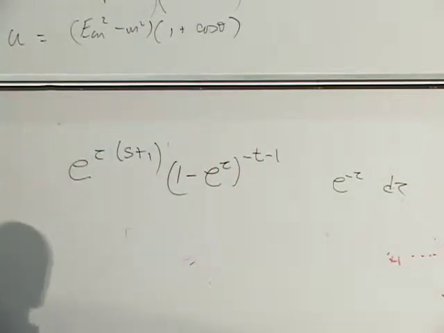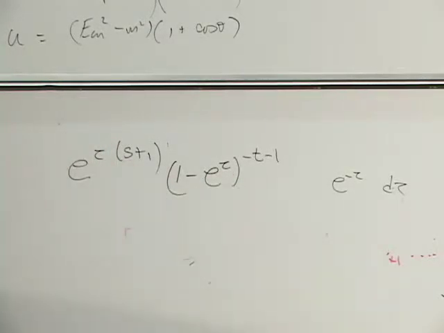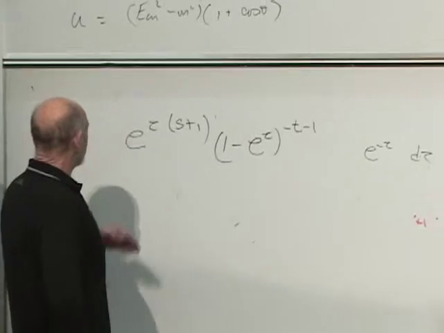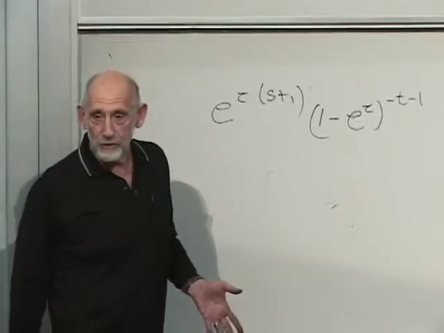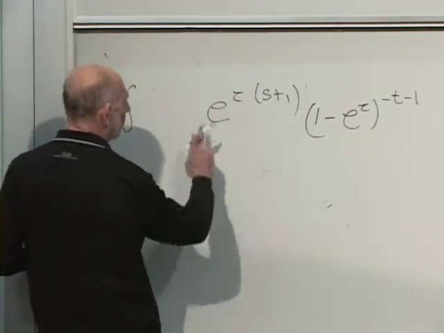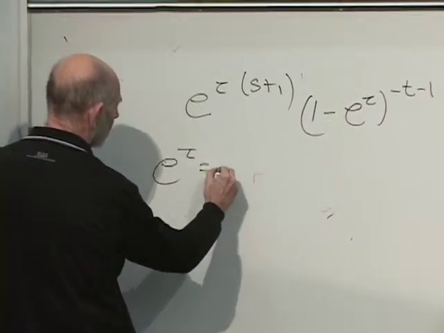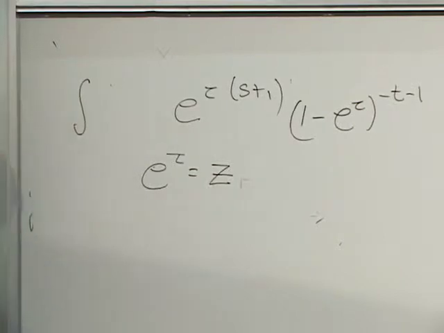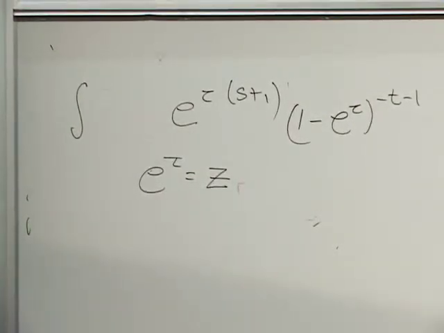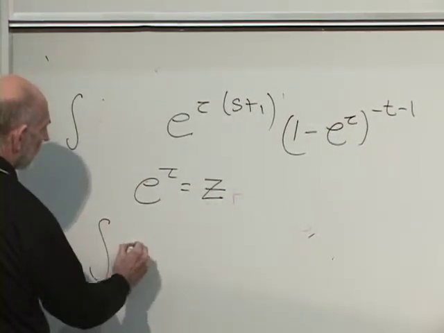Now, that doesn't look particularly symmetric between t and s. But after it was computed, it took about a half hour to realize that you should change variables in this integral. Change variables from tau to something called z. Let e to the tau equal z. Okay? Let e to the tau equal z. And now rewrite this. E to the tau is z, so this becomes an integral of z.